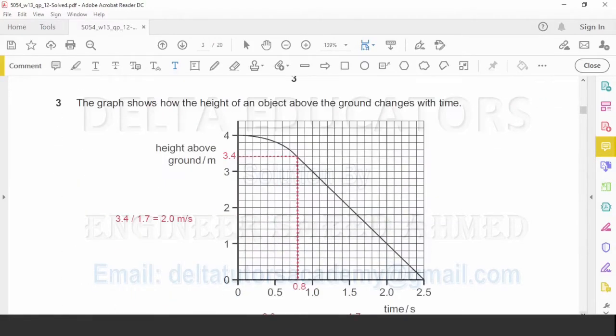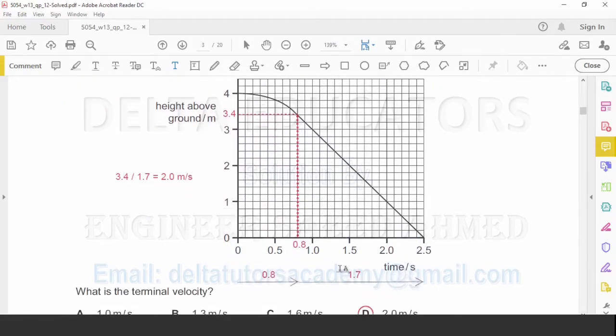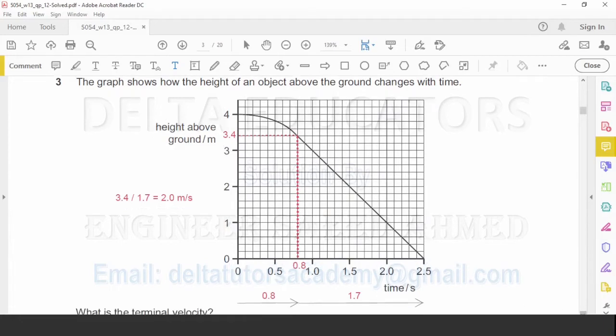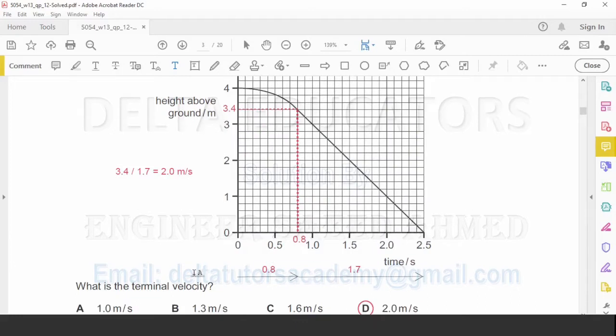Question number 3. The graph shows how the height of an object above the ground changes with time. What is the terminal velocity? Here we have plotted a graph in between time and height. Since here the graph is plotted in between time and distance, so the gradient here will represent velocity. Now it is asked what is the value of terminal velocity. What is terminal velocity? Terminal velocity means constant velocity. Now from the gradient it is clear that starting from this point up to this end point, this is terminal velocity because here gradient is a straight line.